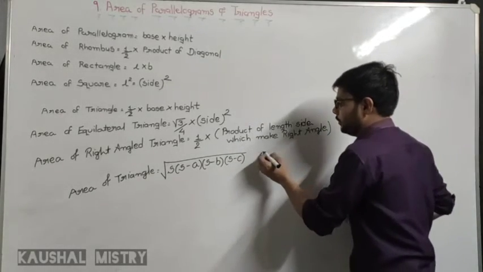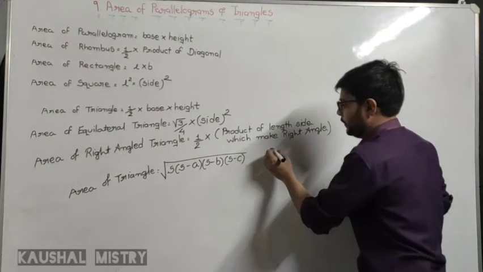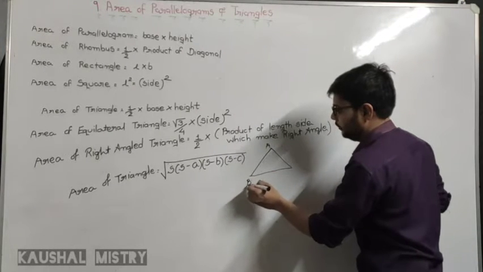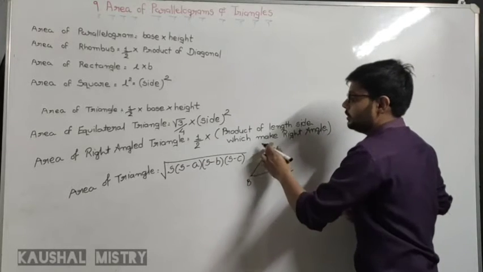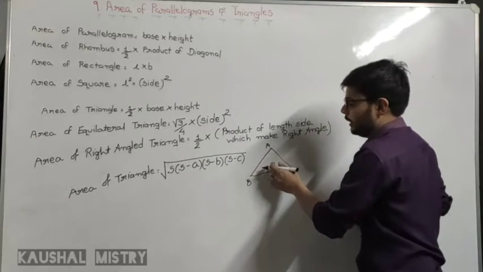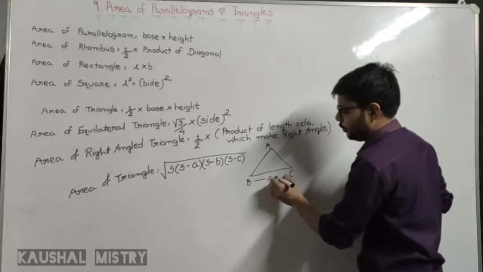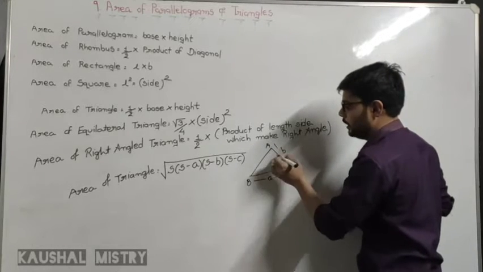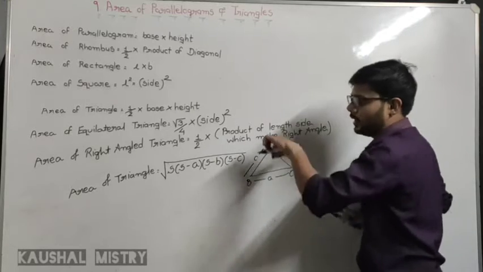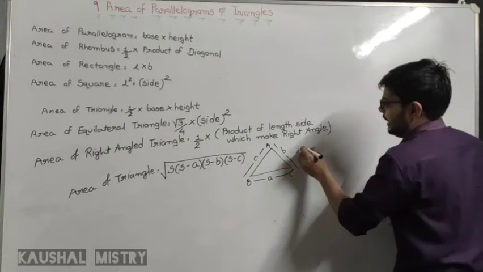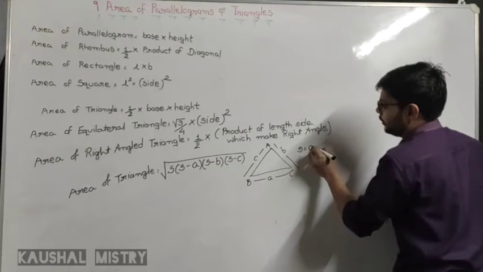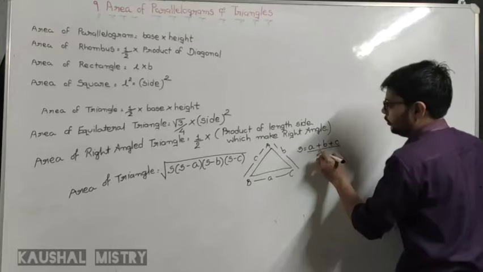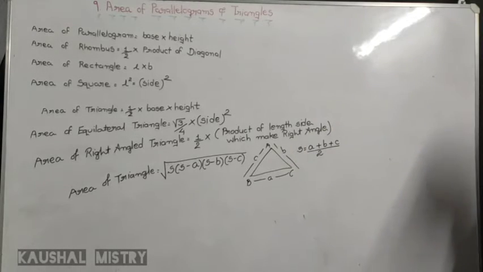I will draw the triangle, then you get a better idea. This is triangle ABC. Small a means the side opposite to angle A, that means this will be our small a. b means the side opposite to angle B, this will be our b, and this will be our c. And what is S? S is the semi-perimeter, that is equal to (a plus b plus c) by 2, that means perimeter by 2.